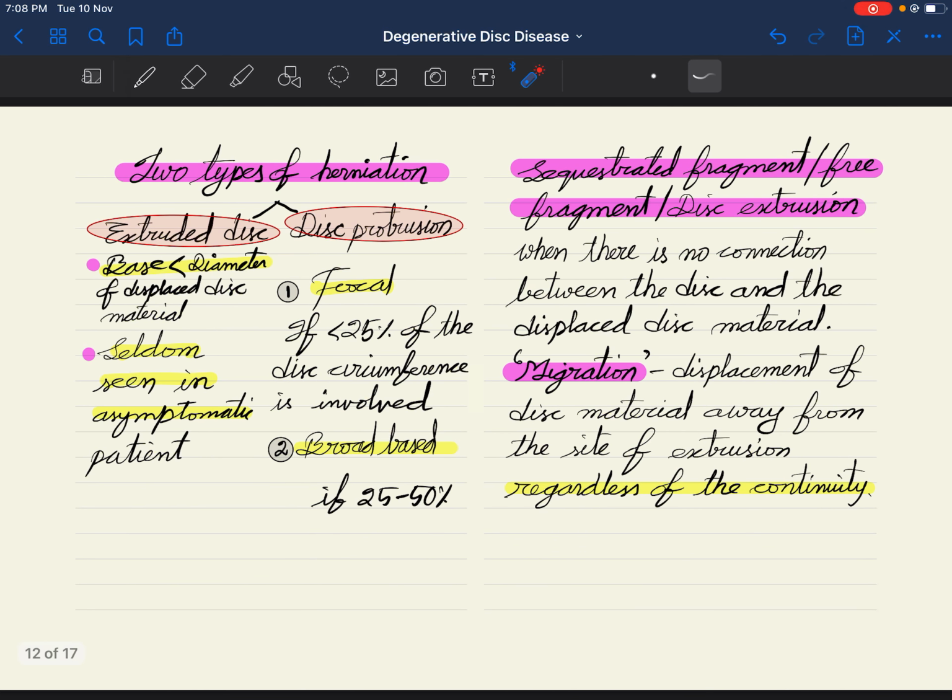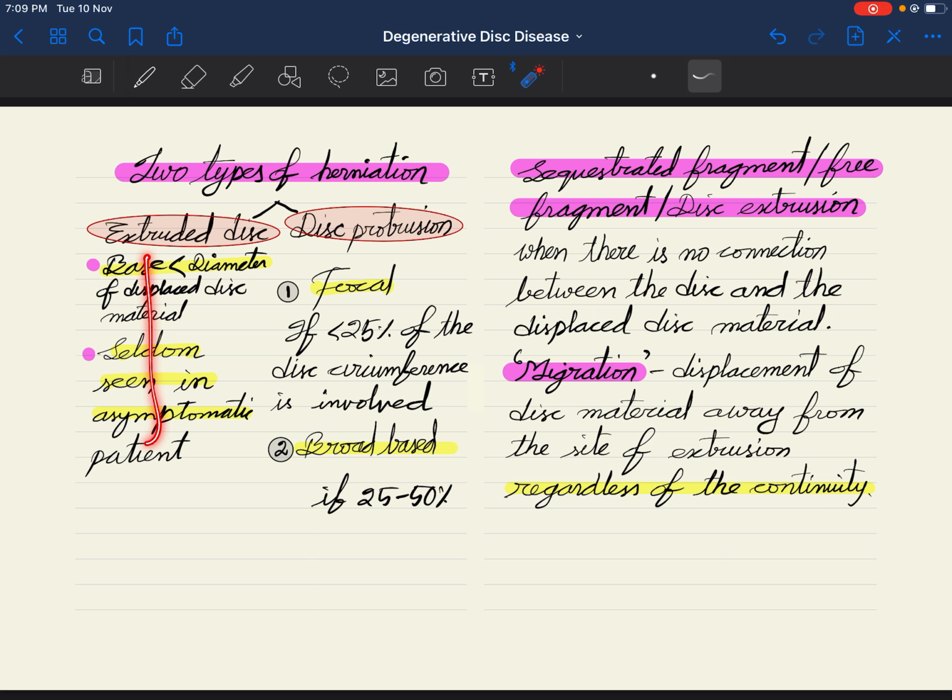Two types of herniation: one is extruded disc and the other is disc protrusion. We will call it an extruded disc when the base of the herniated disc is less than the diameter of the displaced disc material, and it is seldom seen in asymptomatic patients, so it is frequently seen in symptomatic patients.